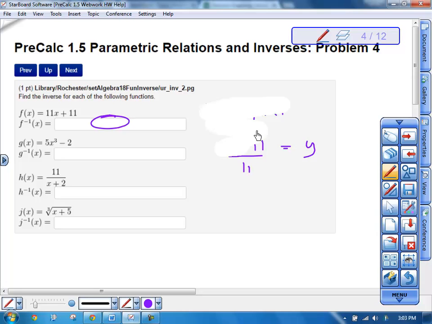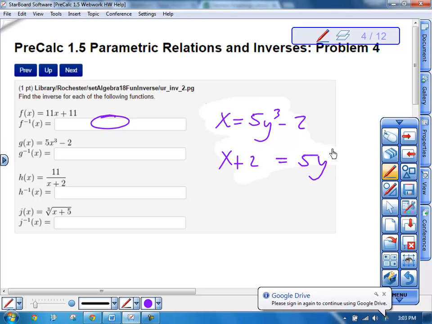Okay, next one, you do the same thing. You switch x and y. So you're going to have x equals 5y cubed minus 2. And then you're going to solve. So you have x plus 2 equals 5y cubed. And you're going to divide by 5. And you're going to cube root.